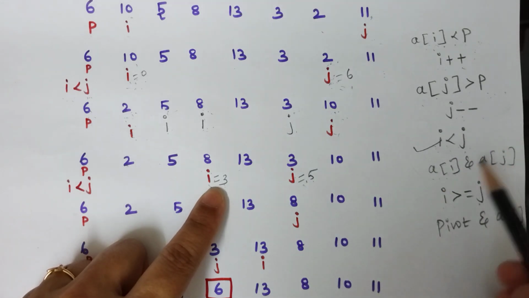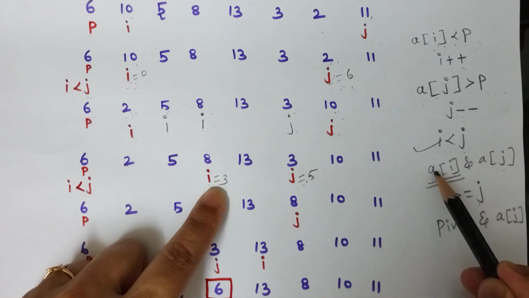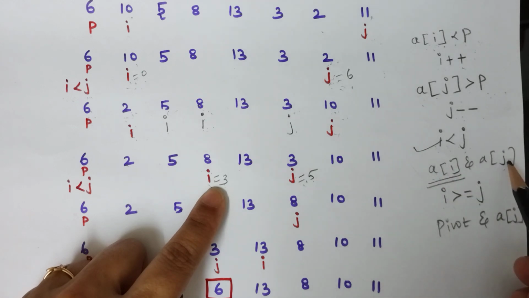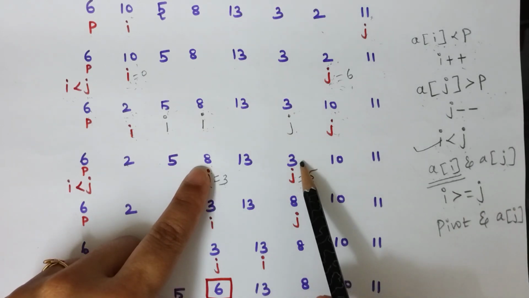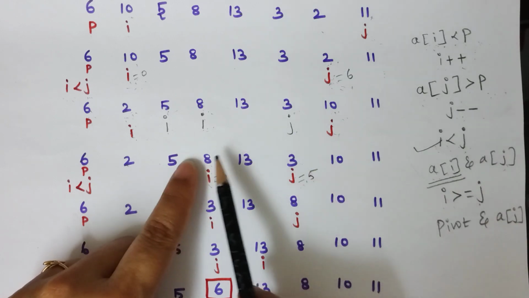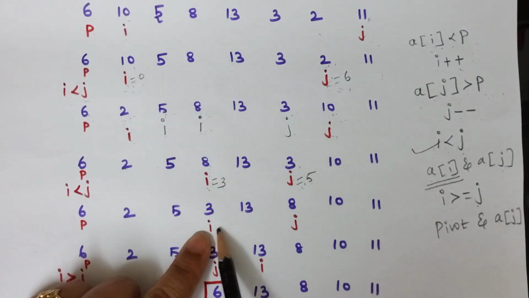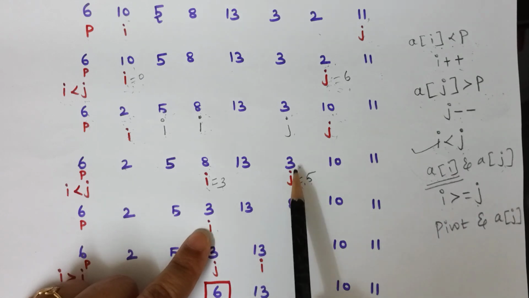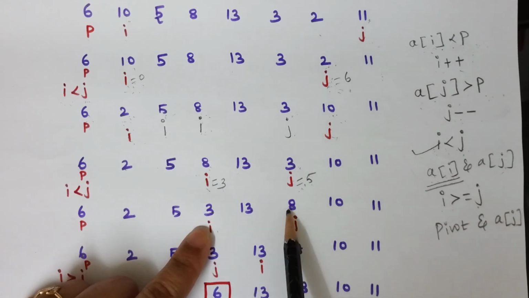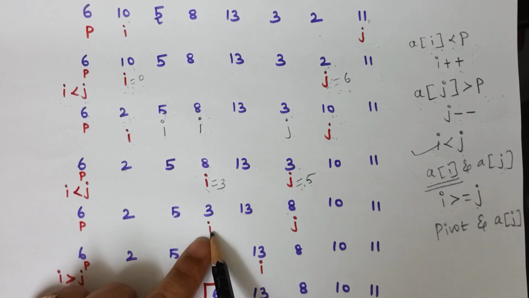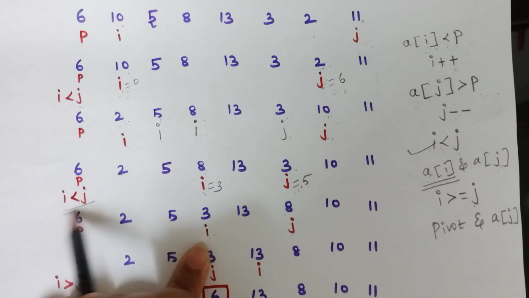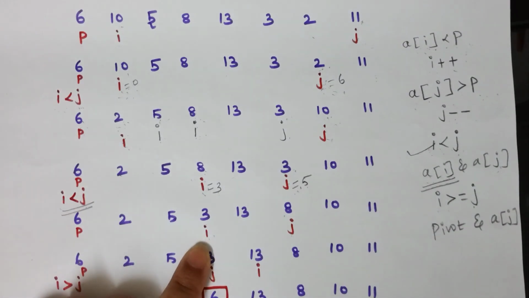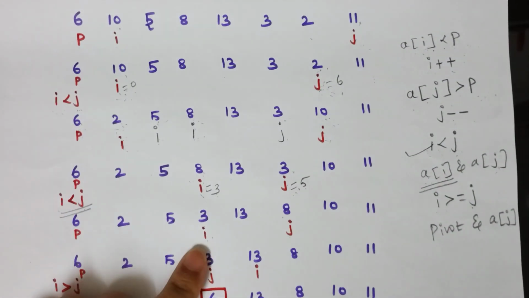If it is true, then you need to swap the element present at the ith location with the element present at the jth location. So in the ith location, the element is 8, and in the jth location, the element is 3. Now you need to swap these two elements. That is what happens in the next step. You can see 3 comes here and 8 comes here. So now this is i and this is j, right? This happens when i is lesser than j. Now you swapped it.